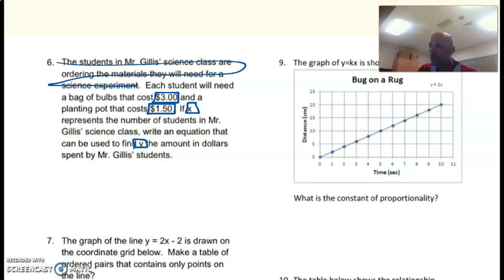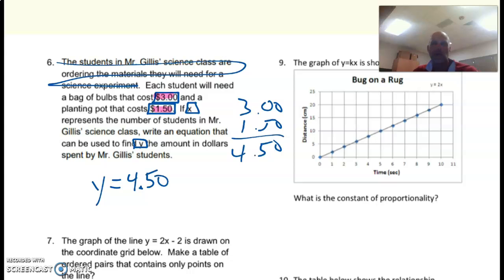So if we're finding y, that means we're y equals. Okay, whatever you're finding, it's what's equals. Y equals. So how much would one student cost? We got $3 and $1.50. Okay, so you just have to add those up to find out how much one student is. It's $3 and $1.50. One student is $4.50. So if there was only one student, it would be $4.50.